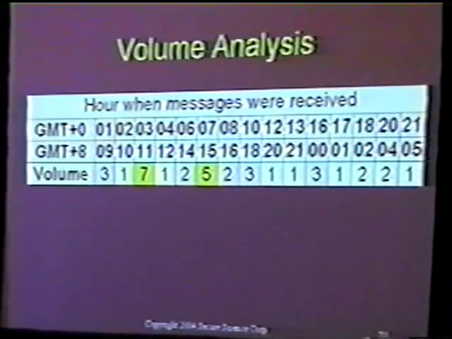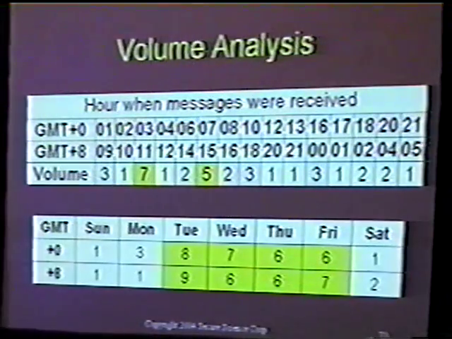So if this is the Philippines, then we're looking at someone who primarily sends spam at 7 a.m. and 3 o'clock in the afternoon. That sounds like someone in school. The other thing we can do is a day of the week analysis. And what we see is that the majority of spam comes out 4 days a week. So the question is, is there a school in the Philippines that has a 4-day school week?